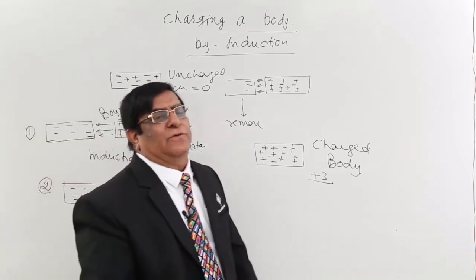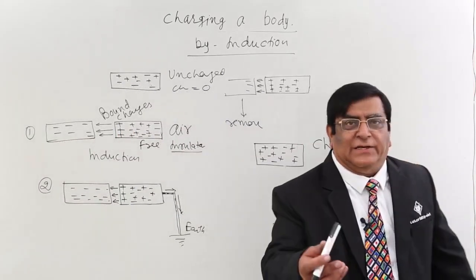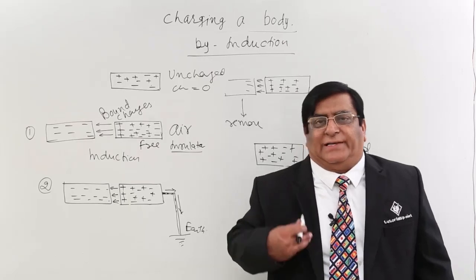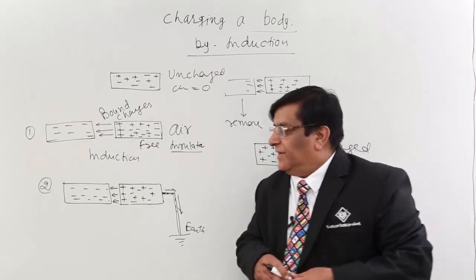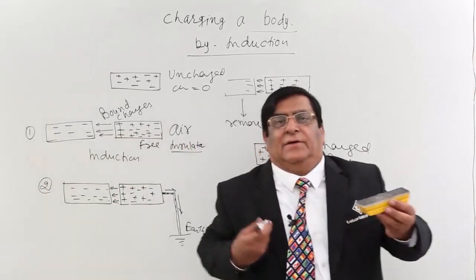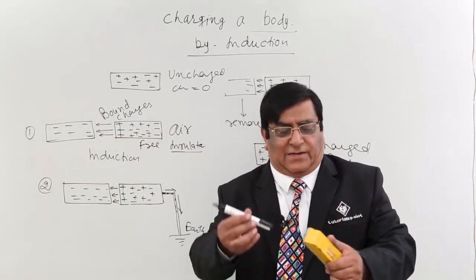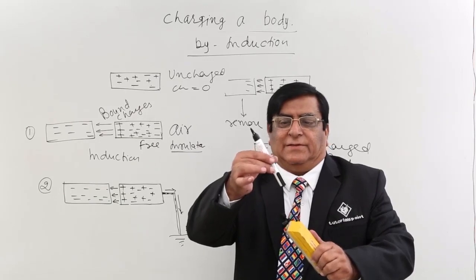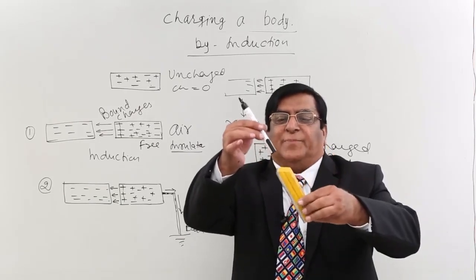So practically what we do, I put it like this, bring it near another body, say this is a conductor. I rub it like this and put it like this. That's all. What happens?